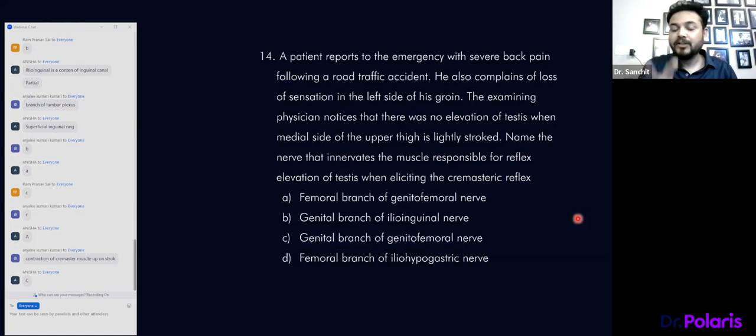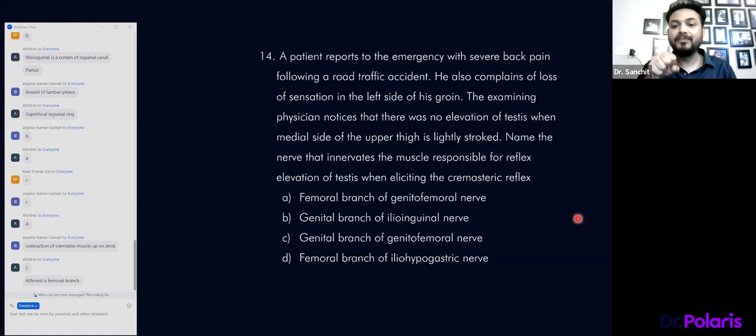Okay, remember that. So these branches take that signal. And once they come back, the afferent is the femoral branch of the genitofemoral nerve. Efferent means that now the brain knows, there will be an elevation of the testes as well as the scrotum, and that is brought about by the genital branch of the genitofemoral.